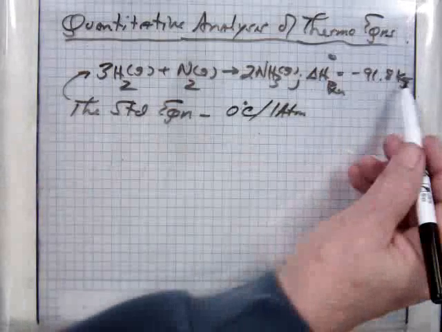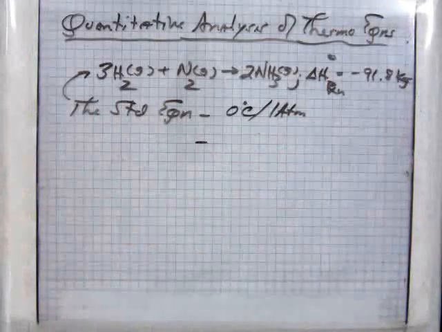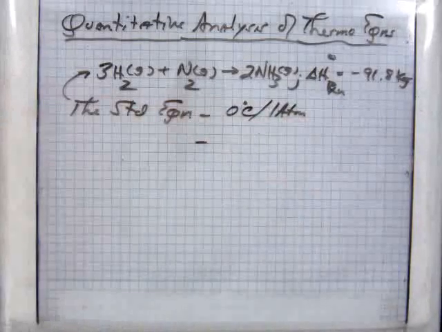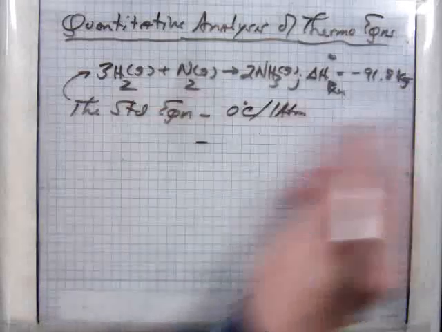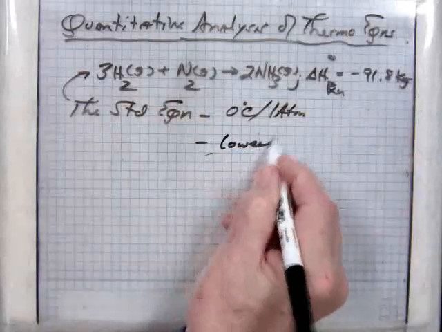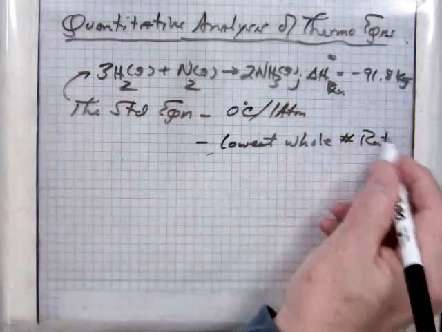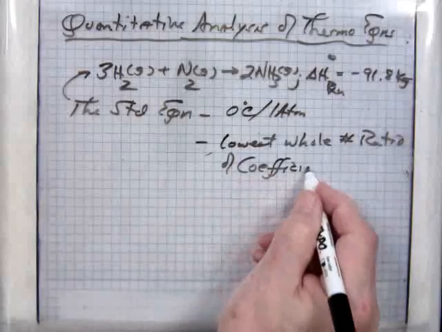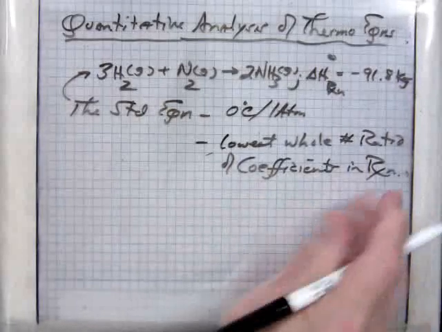Also, the second element of the standard equation is that it's the smallest whole number ratio in the coefficients. If you have fractions in there, which is legal, you can do that. It's not essential, not in the truest definition of a standard equation. So what we're looking at is the lowest whole number ratio of coefficients, and a balanced reaction, I should say.